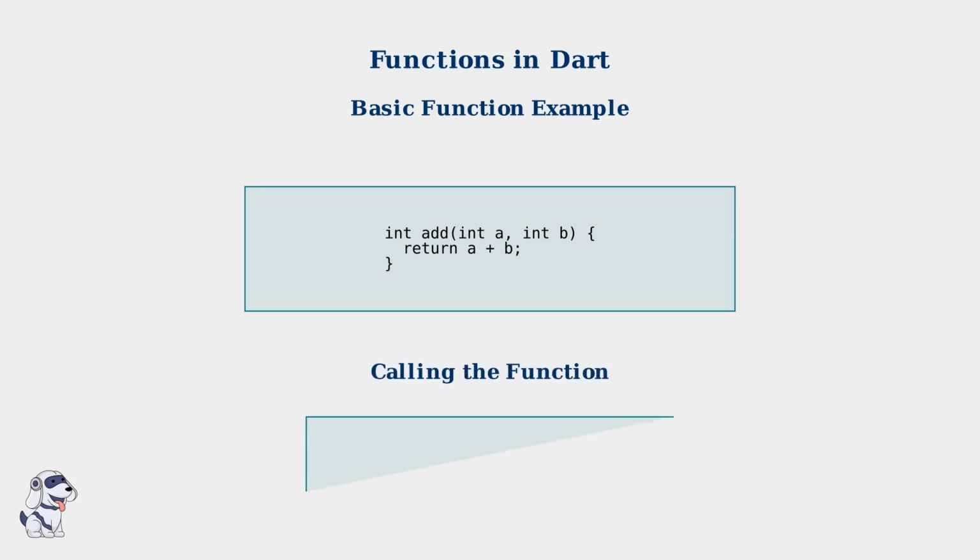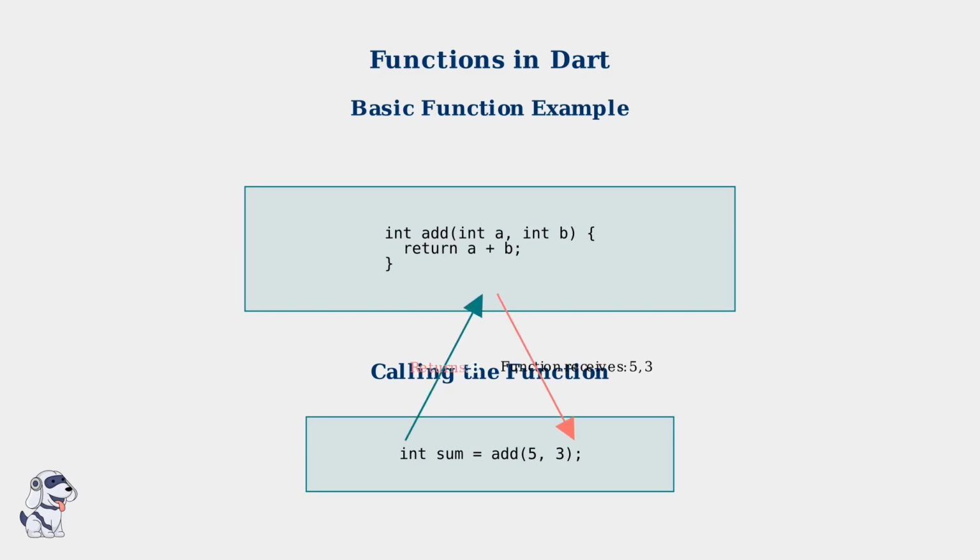To use a function, you call it by writing its name, followed by parentheses containing the arguments. Here's how you would call our add function and store the result. When this code runs, the add function receives the values 5 and 3 as arguments, adds them together, and returns 8. This result is then stored in the variable called sum.